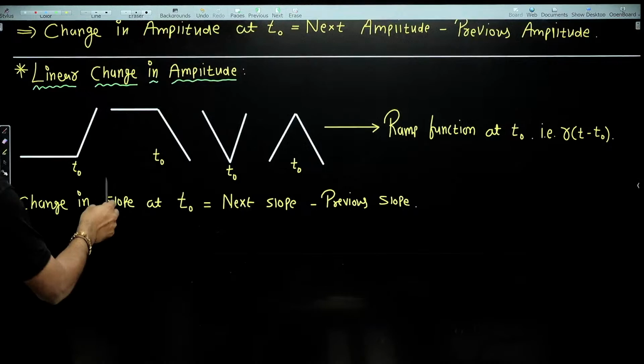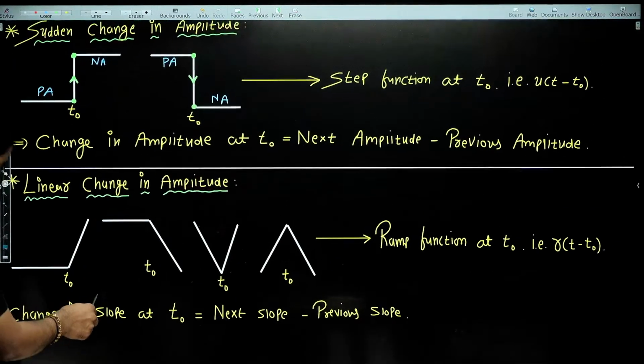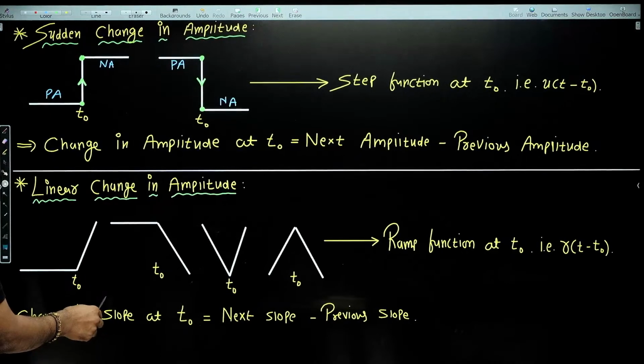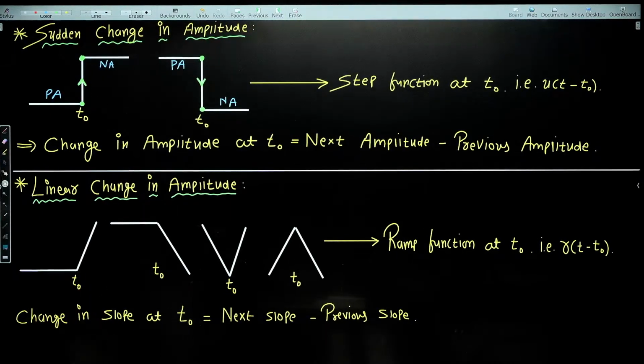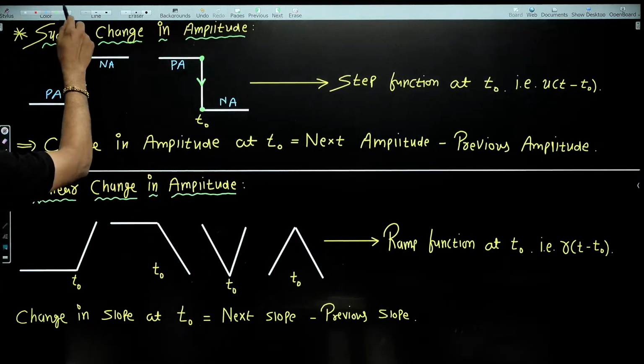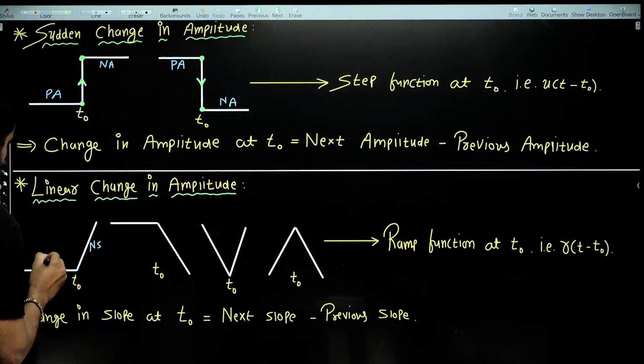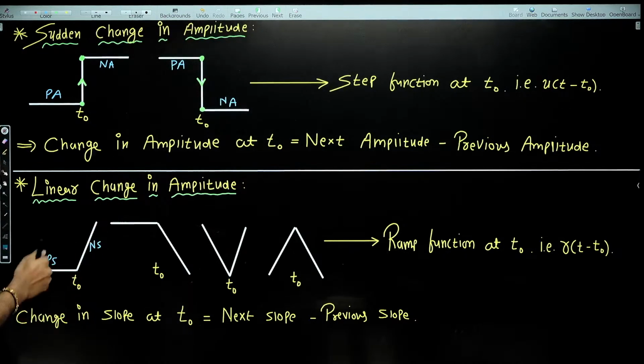Minus previous slope. Correct? Next slope minus previous slope. Clear? Change in slope at t naught is next slope minus previous slope. So this is the next slope, guys. Here you can say this is the next slope minus this is the previous slope.